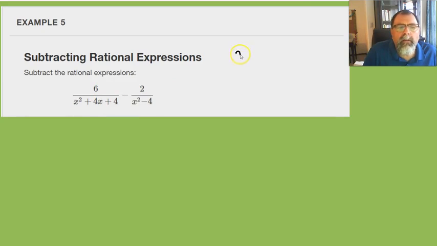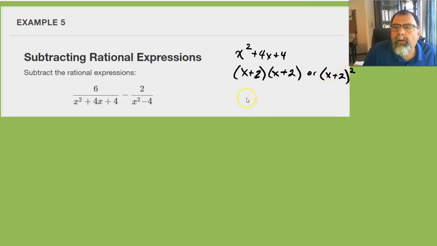So if I have x squared plus 4x plus 4, and I factor that, that's x plus 2 times x plus 2. Or if you want to write it as powers, x plus 2 squared. And then for the x squared minus 4, that's the difference of squares, x plus 2 times x minus 2.